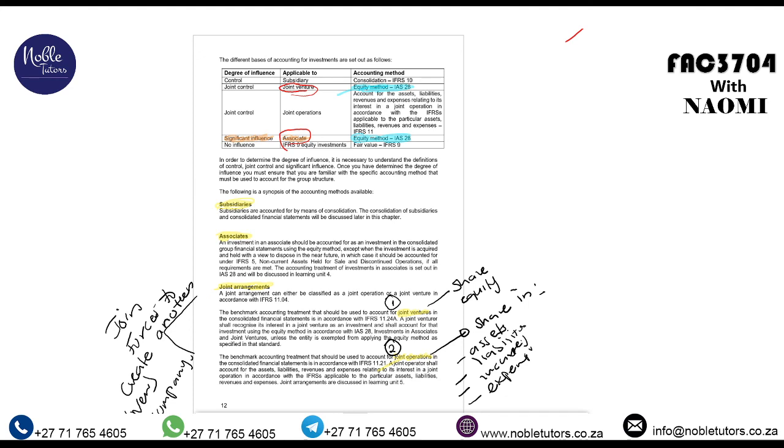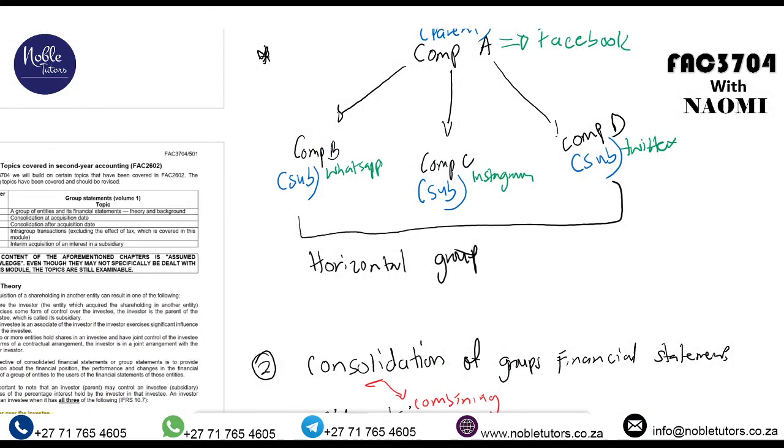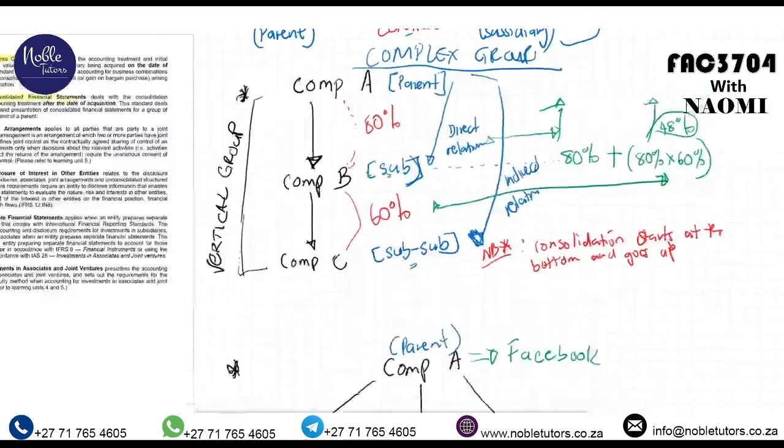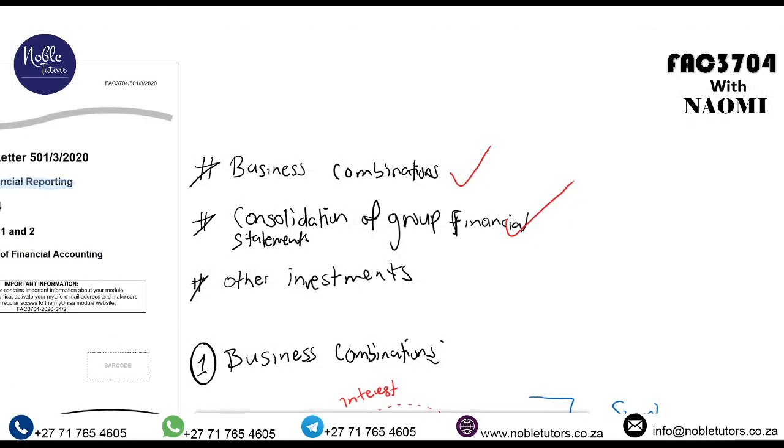So basically, this is more or less 80% of what we'll be dealing with in FAC 3704, Group Financial Reporting. However, we're going to deal with them in detail. This was just to sum up 80% of what we'll be dealing with in FAC 3704.